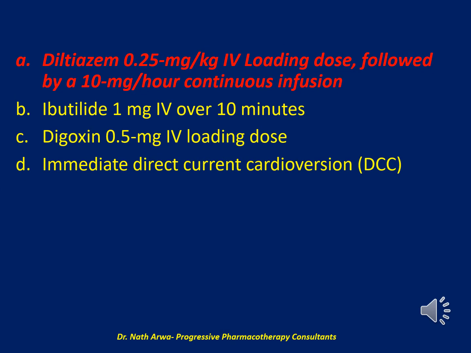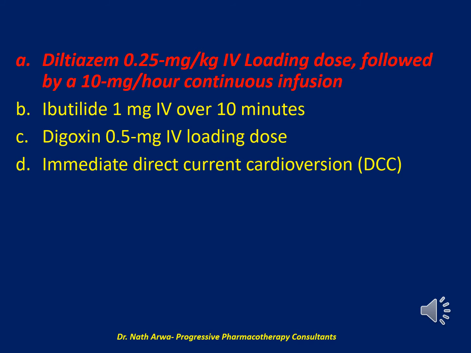And the correct answer is A. Diltiazem 0.25 mg per kilogram IV loading dose, followed by a 10 mg per hour continuous infusion. Immediate DCC is not necessary or indicated because the patient is not hemodynamically unstable. That makes answer D incorrect.